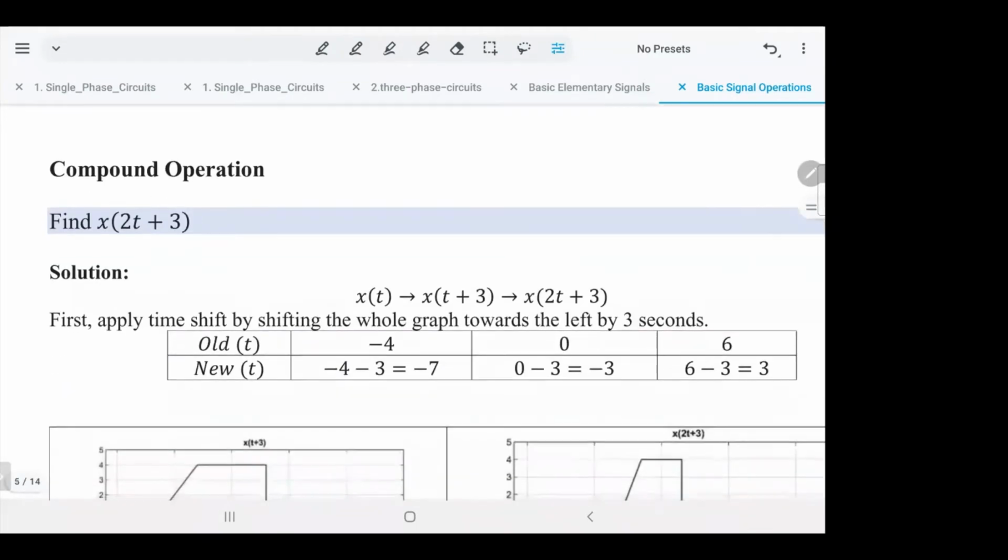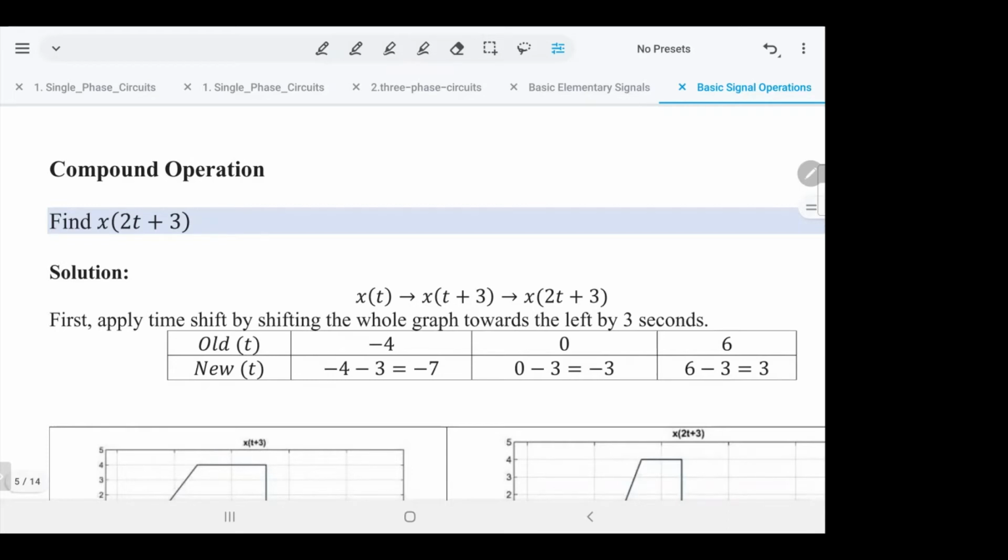Now we'll go for a challenge. We learned the basic operations: time shift, scaling, time inversion. What about if you have a compound operation like this one, 2t plus 3? It has everything. It has time shift, has scaling. So how can we do that?